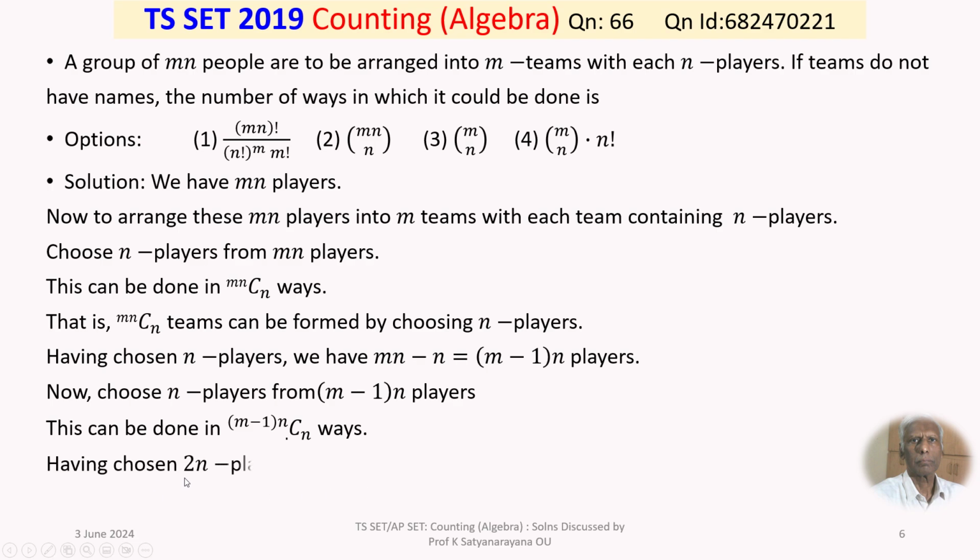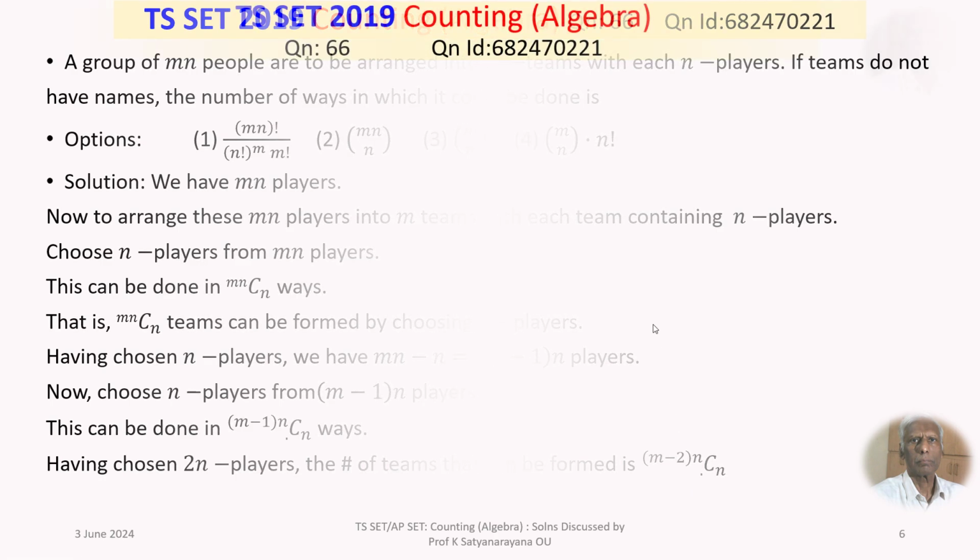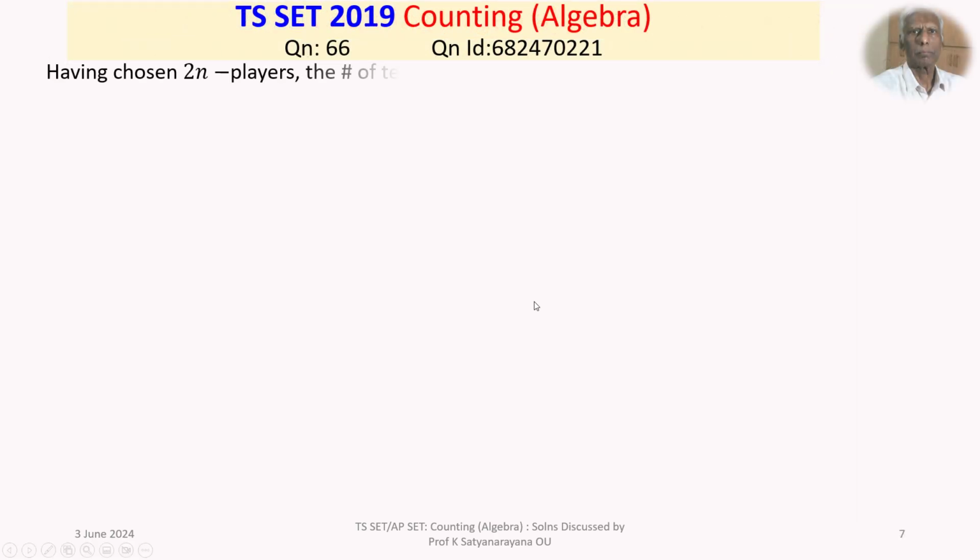Right. Having chosen 2n players, the next one will be mn minus 2n Cn. Then 3n players you have chosen, like that you continue. So, having chosen 2n players, the number of ways is mn minus 2n Cn.